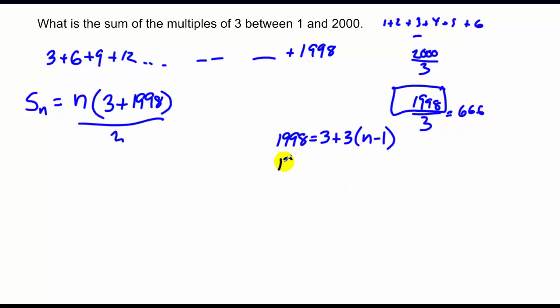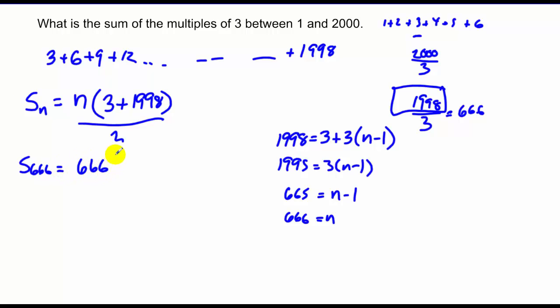Do our subtraction. That's 1995 is equal to 3 times n minus 1. Take 1995, divide that by 3, get 665 is equal to n minus 1. So we have 666 is equal to n. And now we plug it in. The sum of 666 terms is equal to 666 times 3 plus 1998, which is 2001, over 2. We end up with 666,333.